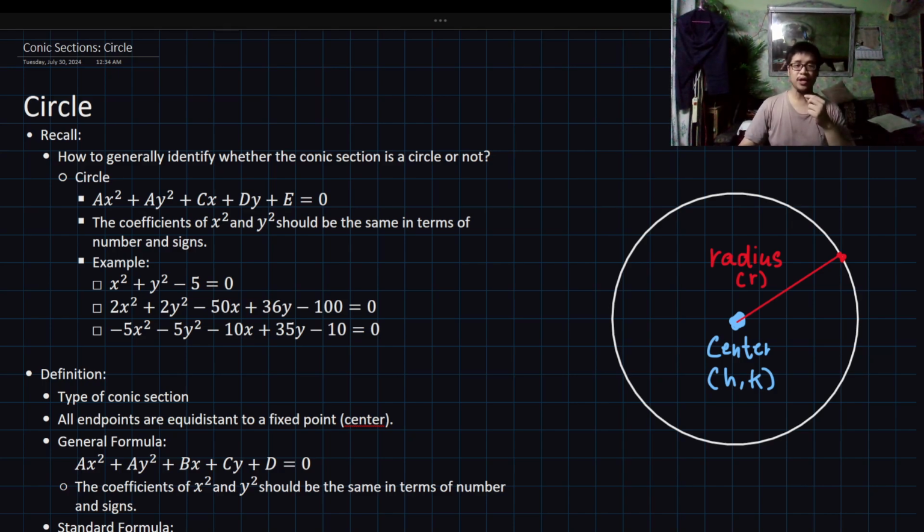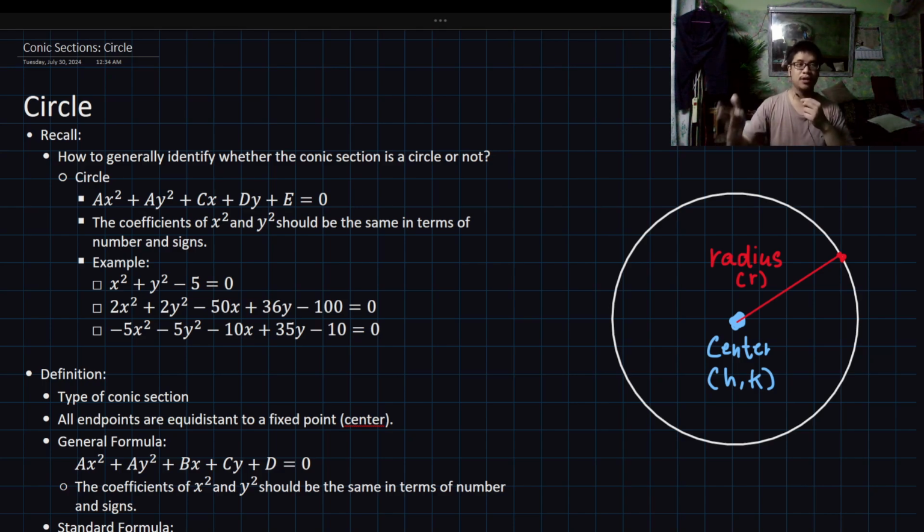Forgive me if my mic is very low. As much as possible, I try to make my mic closer to my mouth so that you will hear what I'm trying to explain. So I think you can just increase the volume. Forgive me because I try to adjust.